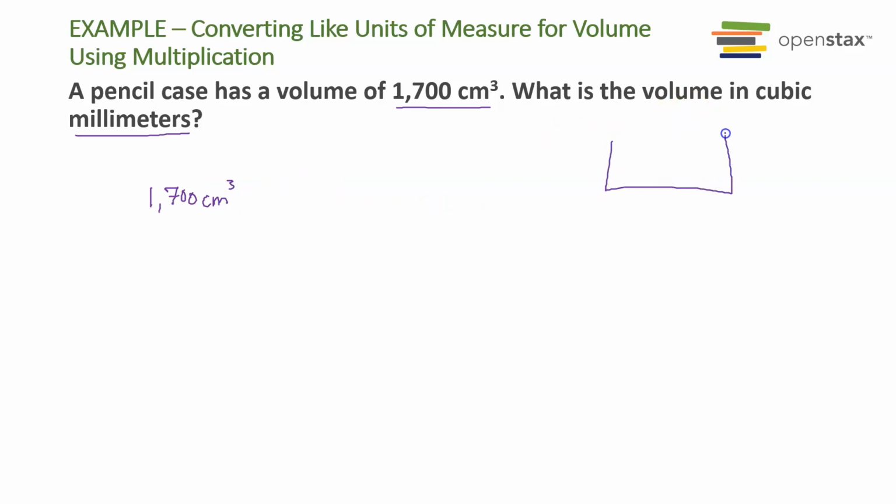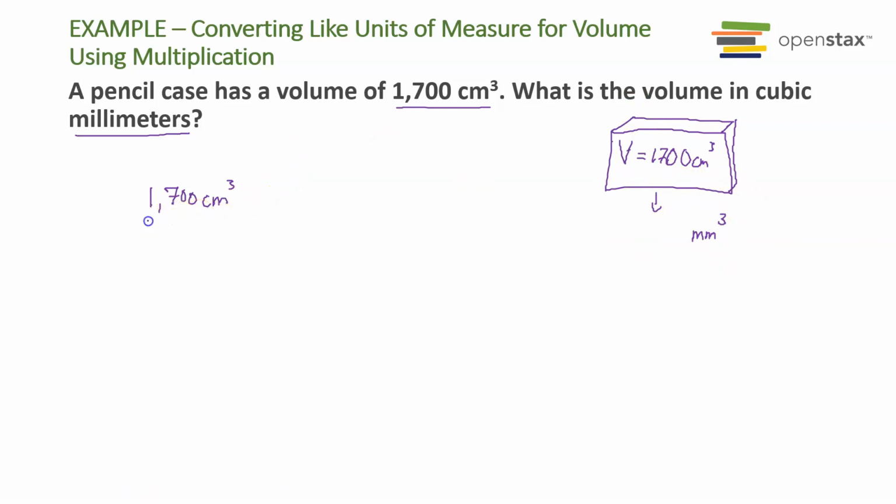So let's say we have this pencil case. Pencil cases are kind of rectangular, right? And so the volume is 1,700 cubic centimeters, right? And so we've got this pencil case, and we want that value to go to cubic millimeters. So centimeters are a larger unit of measure than millimeters. So that means our number is going to get larger, because there's going to be more millimeters in a centimeter.